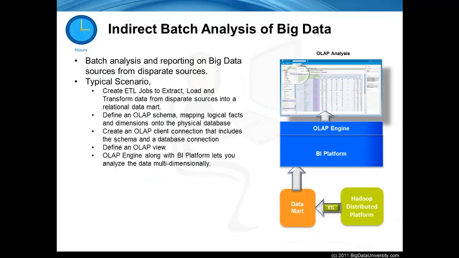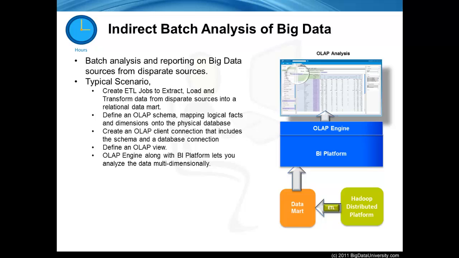So the indirect batch analysis of big data has a somewhat more complicated architecture where the batch analysis and reporting on the big data sources can often come from disparate data sources, including both relational and Hadoop or other non-relational sources.